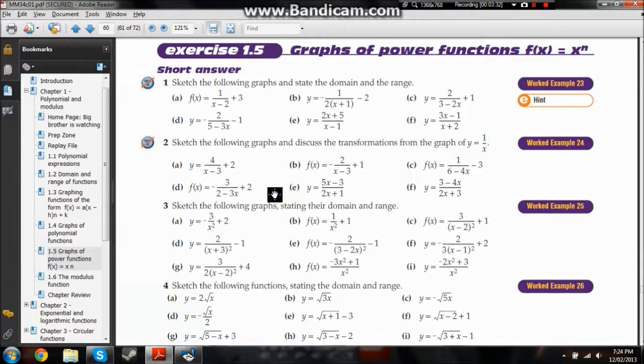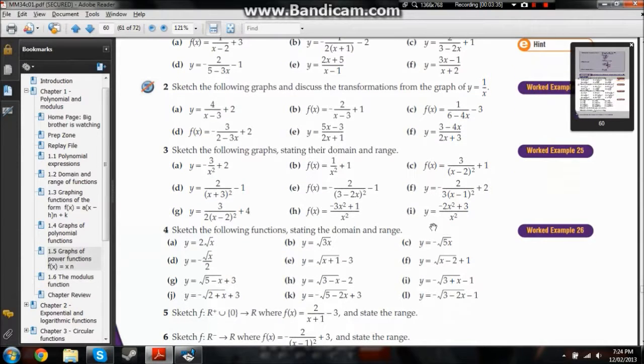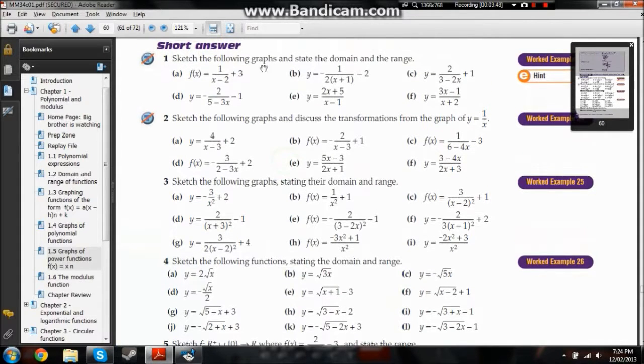Question 3, I'm going to just skip straight to the hardest question, 3i. So 2x squared plus 3x over x squared, I should say. Sorry. Sketch the following graph, state the domain and range. So it's the same, asking the same thing as 1, but they're putting x squared on the bottom, which basically just gets all the negative values and makes them positive and makes the graph steeper overall.